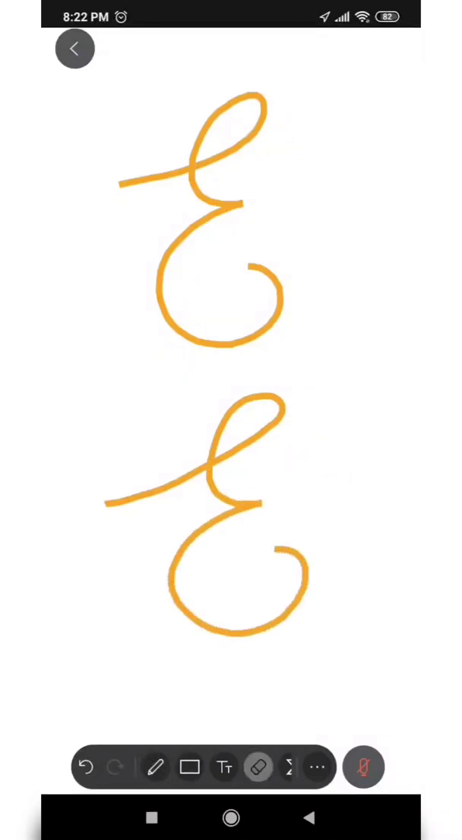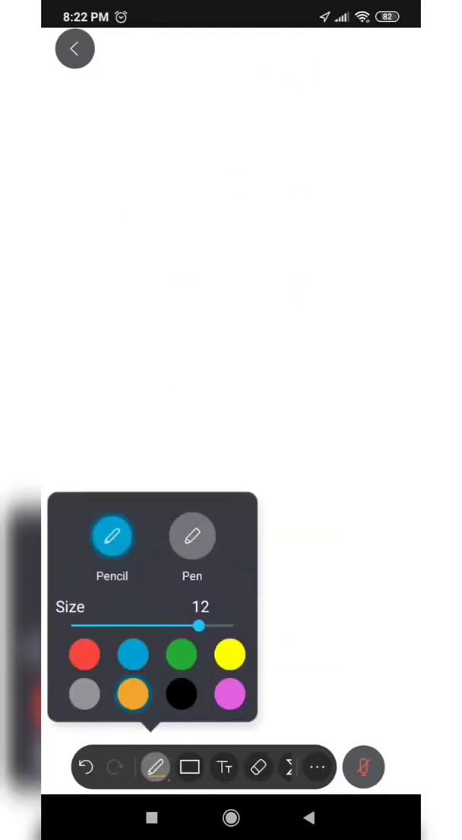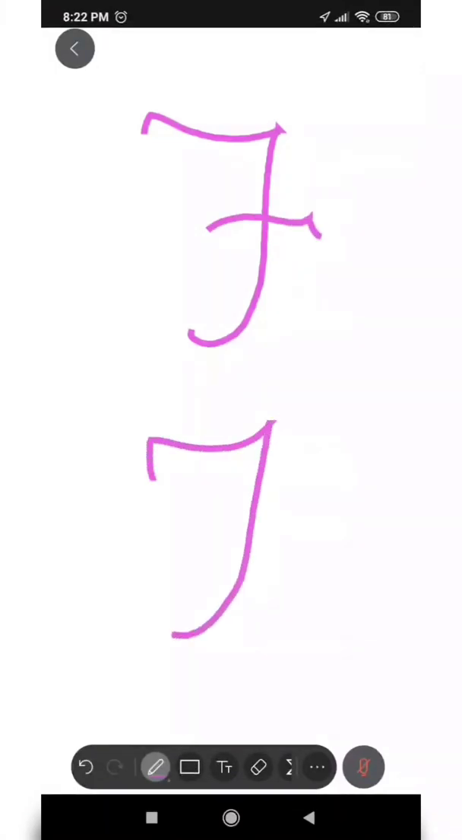So that's E. Then you have to write F. We'll write in the 4 line afterwards, okay? Just see how the curves are going. See F, you have to write it like this and in between you have to strike it. F. Strike it.